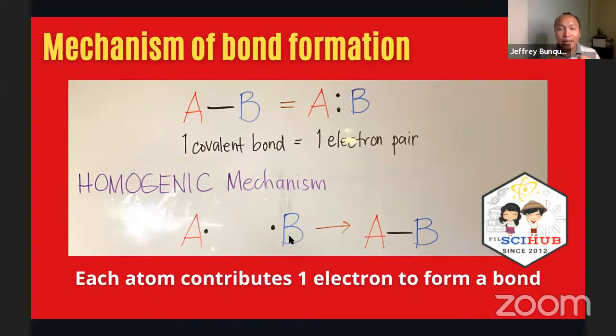So ito pong homogenic, ganun po yun. Yung ambag ni B ay equal sa ambag ni A. Pag nag-form sila ng bond or kapag gumawa sila ng project, eh di patas yung group work po, kasi parehas silang nag-contribute. So that is what we call a homogenic mechanism for the formation of a covalent bond.